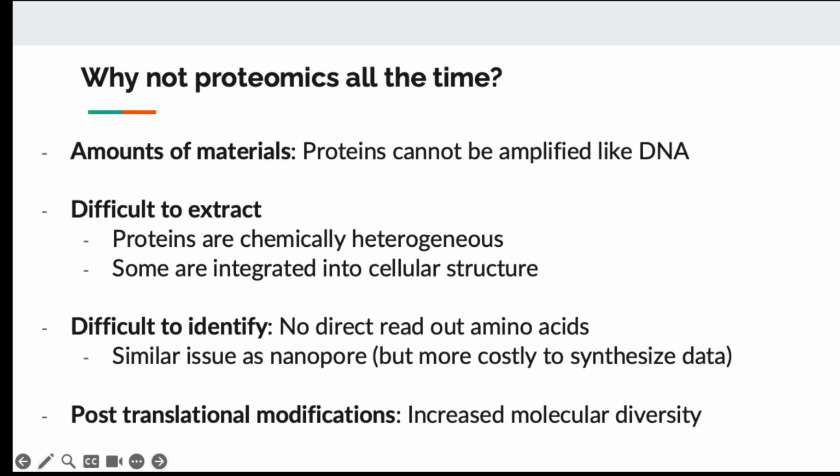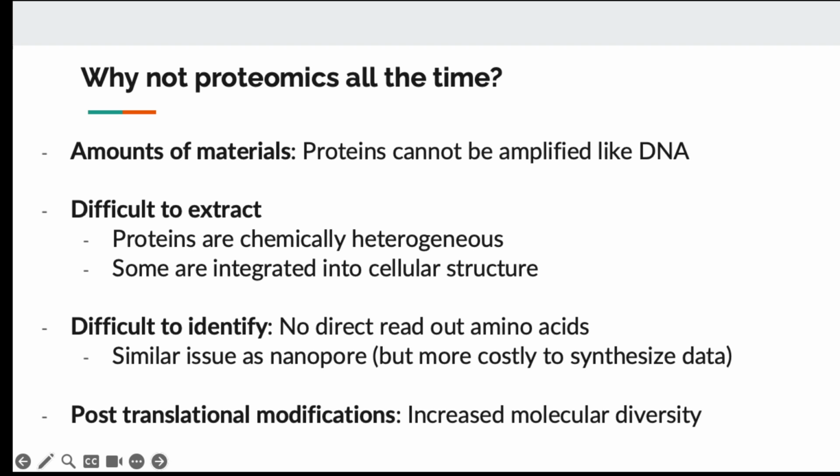There are many limitations. First, for DNA and RNA, we can amplify with PCR. But for proteins, the amount of material that we got from the patient or from the tissues, that's everything we have. We cannot amplify further. We have to maybe culture more cells or get more blood from the patient or biopsy more tissues from the patient. And those are costly. Those are invasive procedures.